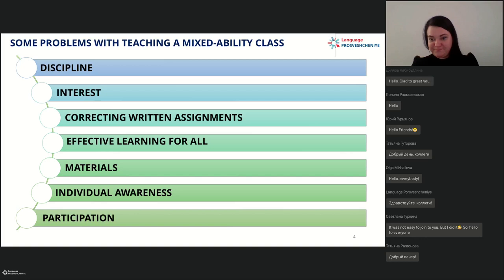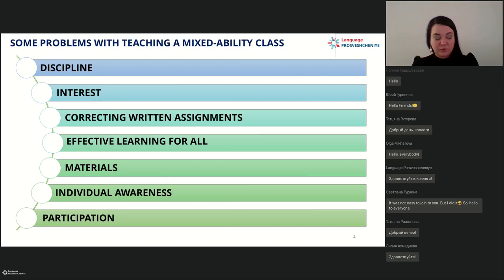Then correcting written assignments. For example, when we cannot easily keep up with all the marking load. Interest is also one of the problems we can encounter when we see that our students get bored or you cannot find topics and activities that get them all interested. One more point is effective learning for all.